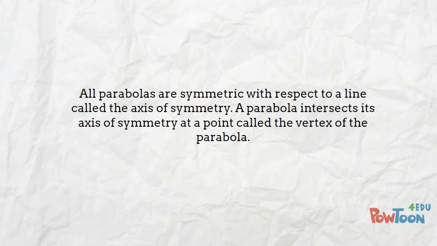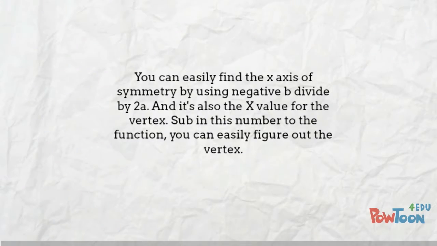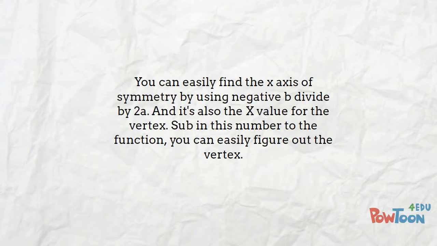All parabolas are symmetric with respect to a line called the axis of symmetry. A parabola intersects its axis of symmetry at a point called the vertex of the parabola. You can easily find the x value of the axis of symmetry by using negative b divided by 2a, and it's also the x value for the vertex. Sub in this number into the function, and you can easily figure out the vertex.